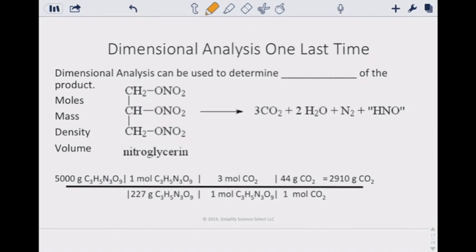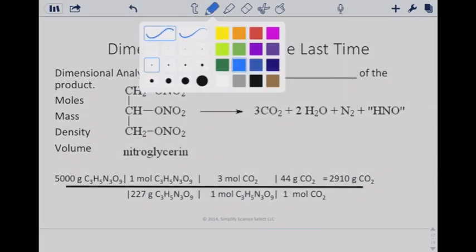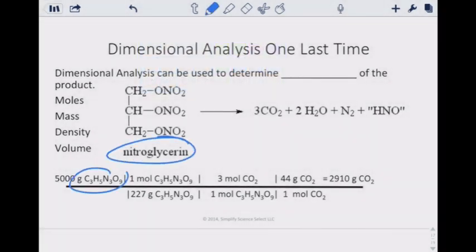Now, looking at dimensional analysis one last time, we've gone from grams to moles, and we've gone from moles to moles. Now let's look at going from grams to grams, because we can do that. Remember the trick to this is, anytime you see grams, you write the molar mass. So in this case, we're going from grams of nitroglycerin to grams of carbon dioxide.